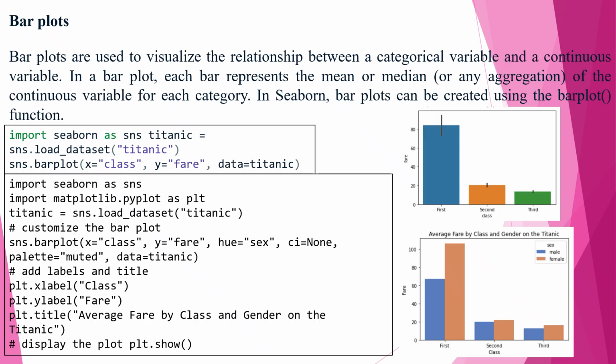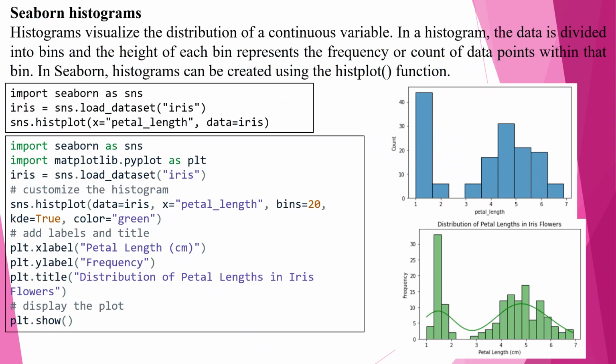In the second example, additional customization is applied using the hue parameter to compare values based on another category such as gender. Other options like palette are used to improve the visual appearance, and labels and titles are added to make the plot more informative. This type of plot is useful for comparing values across different groups clearly.